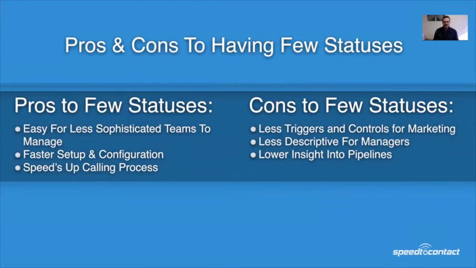Some of the pros are it's easy for less sophisticated sales teams. Depending on the level of sophistication, however you want to define that, if there are very few statuses, it's going to be a lot easier for them to pick a status that meets that particular description of the event. So if you contacted them and all you have is contacted, you status it as contacted. That's also going to make for a faster setup and configuration of your system. Very few statuses means very few configurations and marketing triggers that you need to implement.